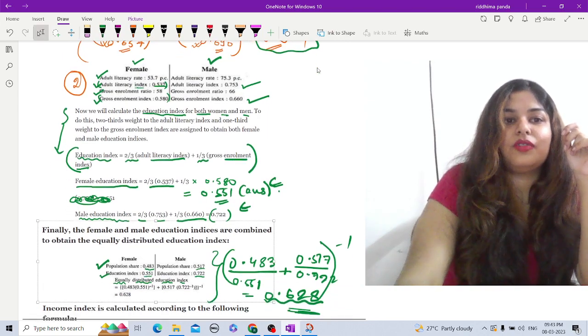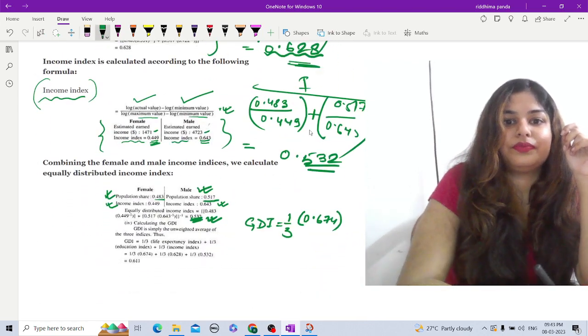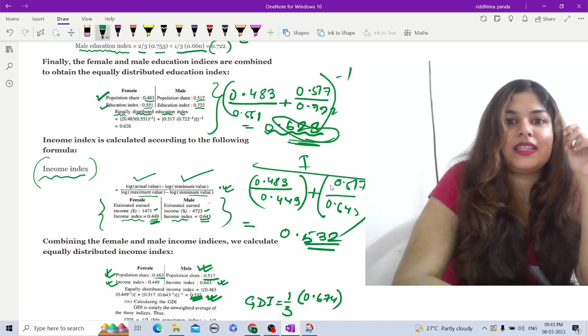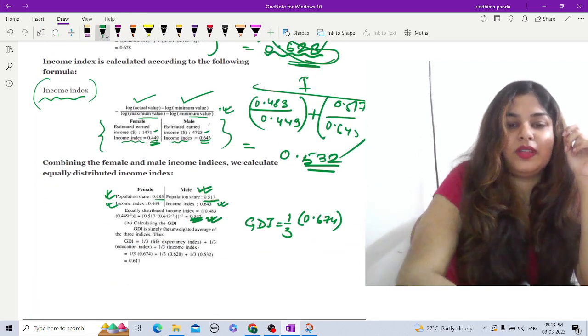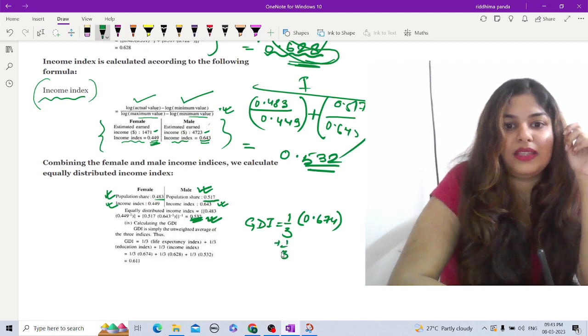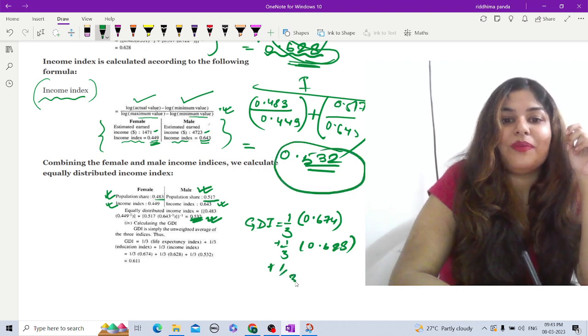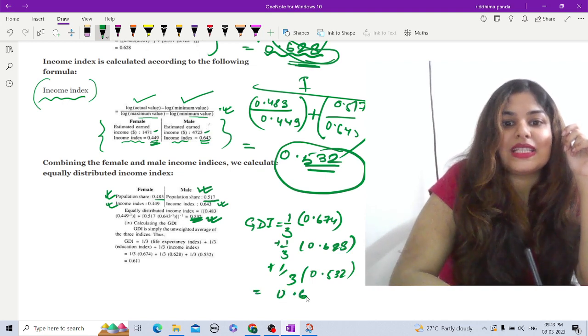The second one we have calculated is here, 0.628. So we will write down here plus 1 by 3 into 0.628, and the last one we have calculated just now is 0.532. So 1 by 3 into 0.532. So the answer is 0.611. Now this is the measure of GDI.